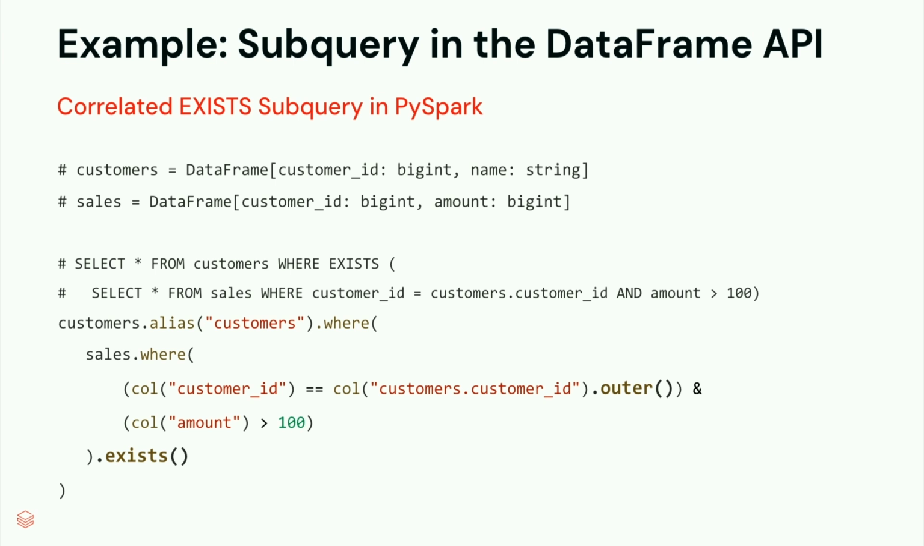Here's an example of a correlated subquery in the DataFrame API. We are filtering customers to only those who have at least one sales record with amount greater than 100. The subquery on sales references a column from the outer customer's query, specifically here, a customer ID. To do that, we need to call .outer against the outer column, making the correlation explicit. This is just like writing exists in SQL, but now fully in PySpark code.